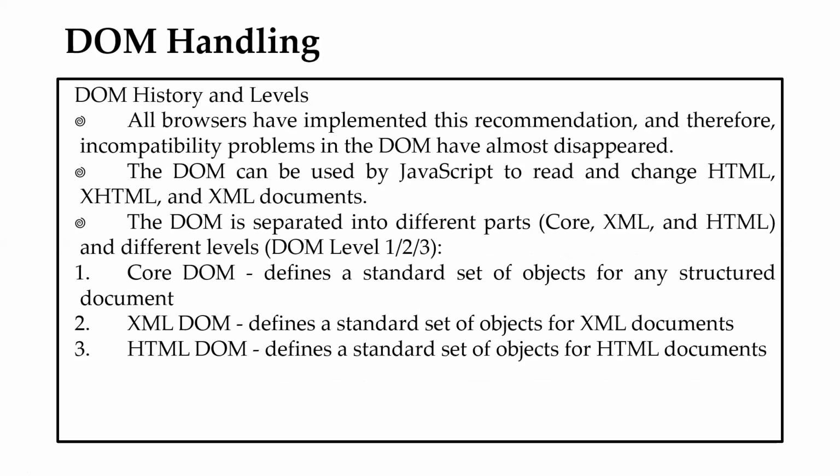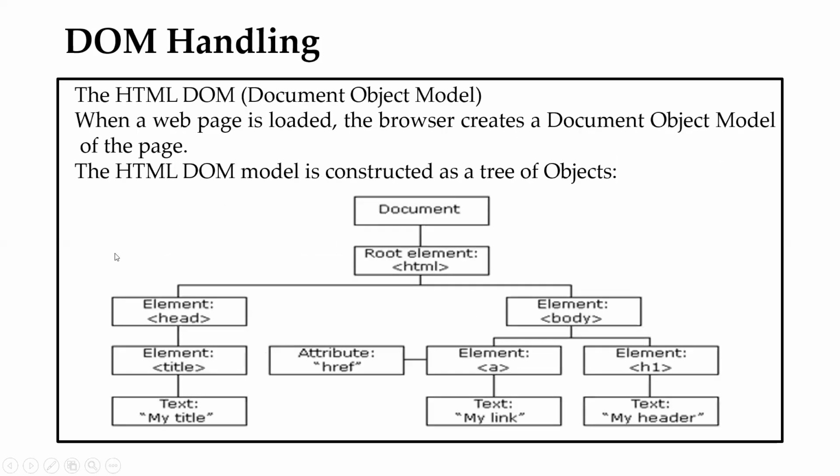The DOM can be used by JavaScript to read and change HTML, XHTML, or XML documents. The DOM is separated into different parts for XML and HTML, and into different levels: DOM level 1, 2, 3. Core DOM defines a standard set of objects for any structured document. XML DOM is only for XML documents. HTML DOM is a standard set of objects for HTML documents. These three parts are defined by the W3C consortium.